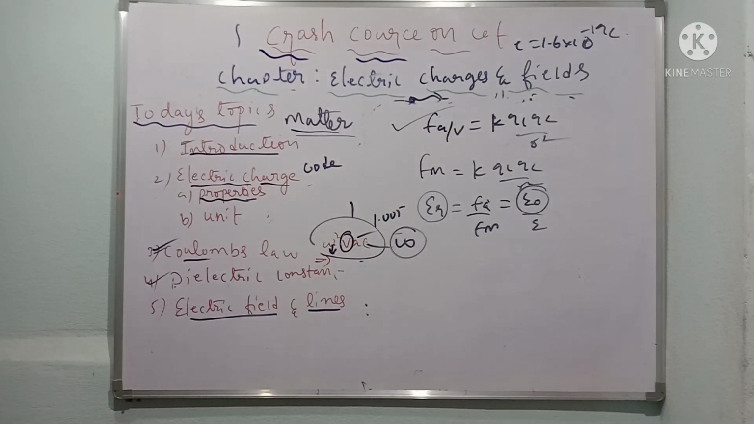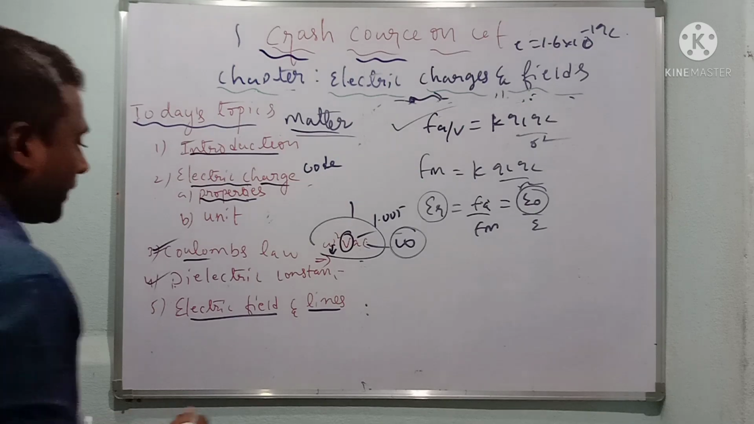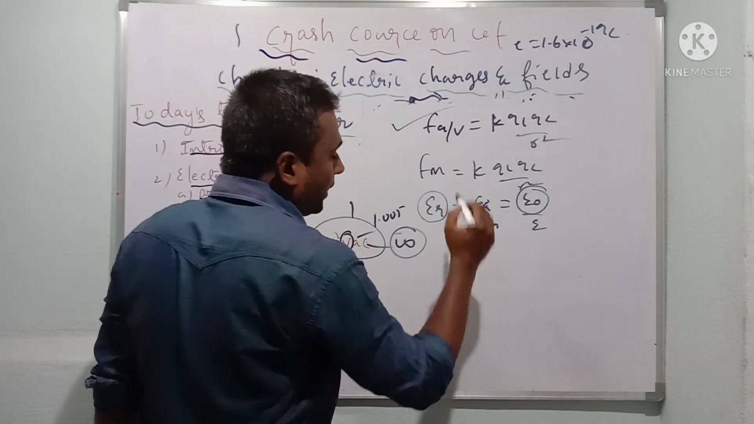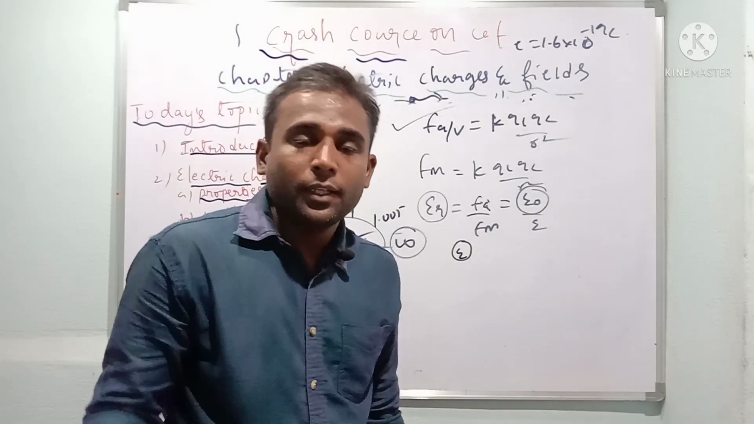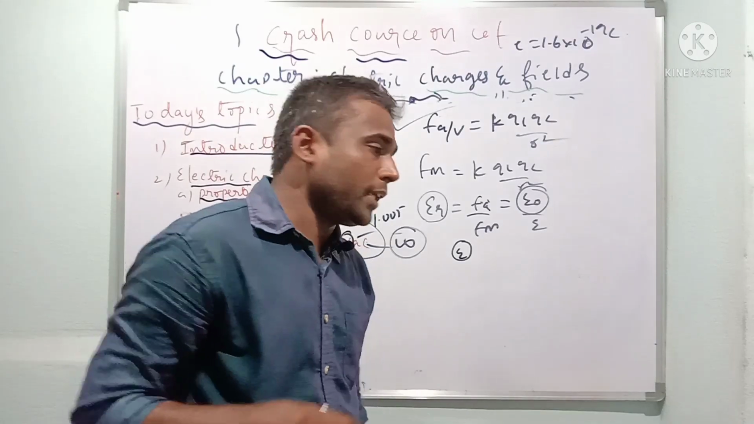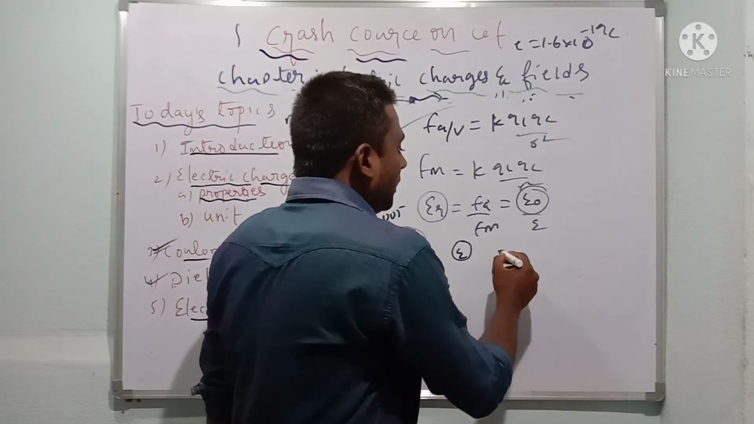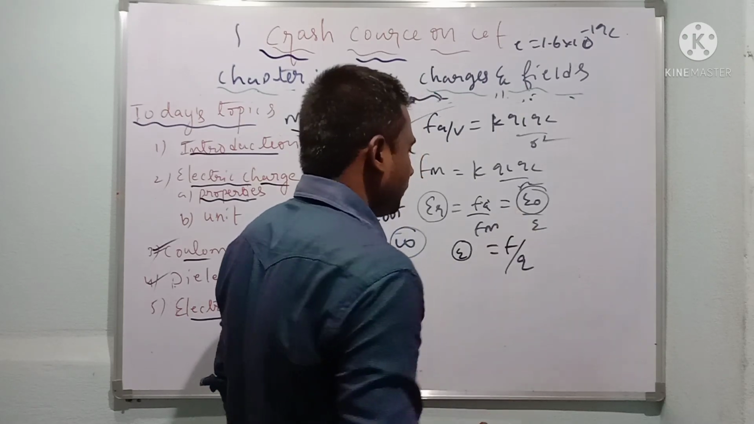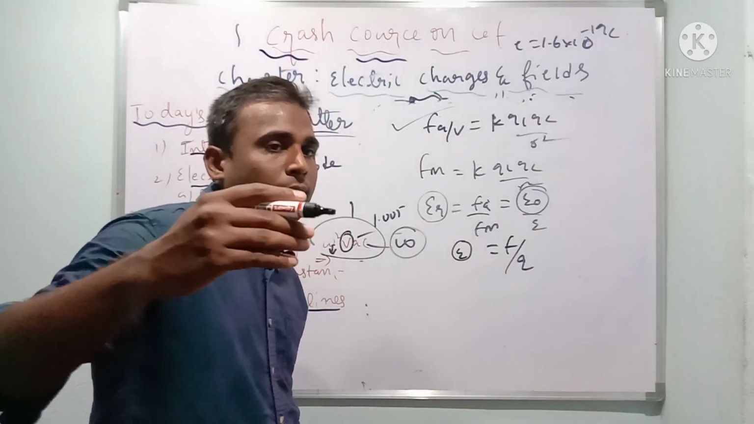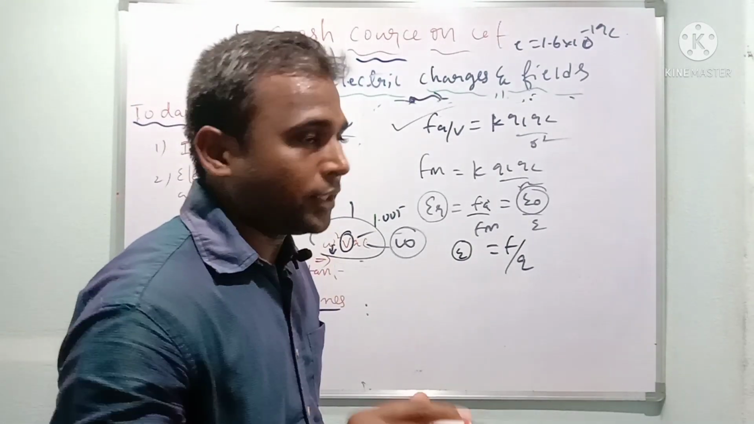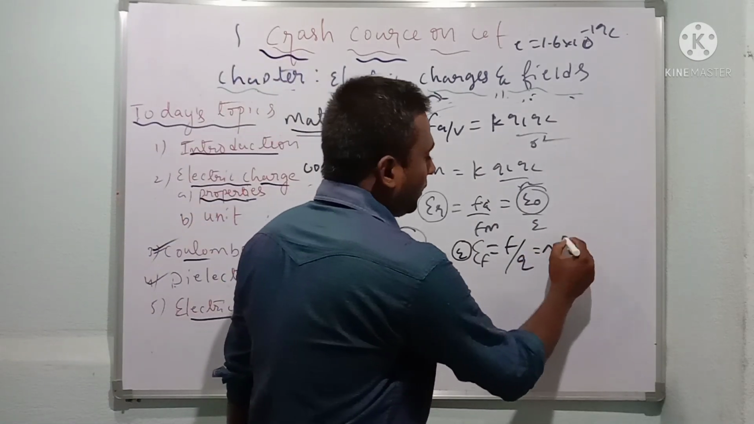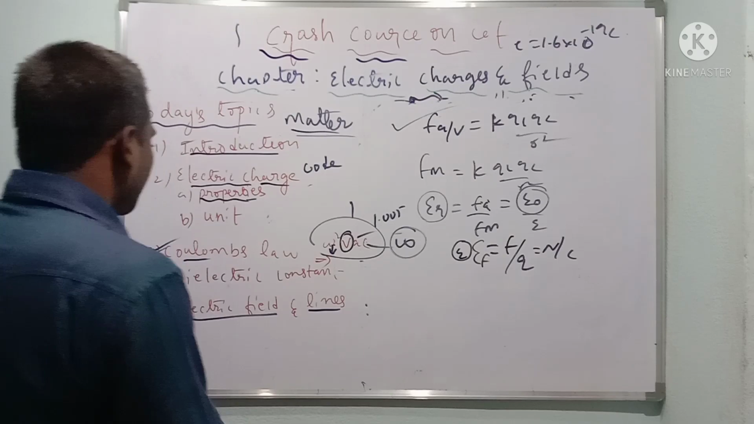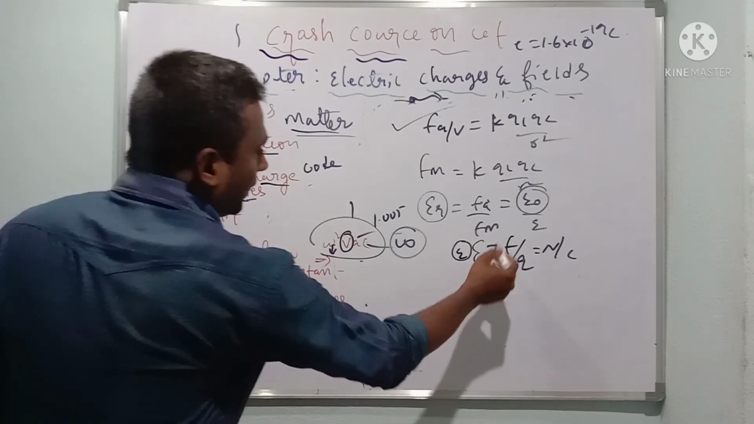So next let us discuss electric field. Dear children, already I have told you what electric field means: the region surrounded by the electric charges that experiences a force is called electric field. Now, electric field strength is the force per unit charge, meaning how much force is experienced by a single unit charge. That is called electric field strength, and it is measured in Newton per Coulomb. So we discussed electric field and electric field strength.